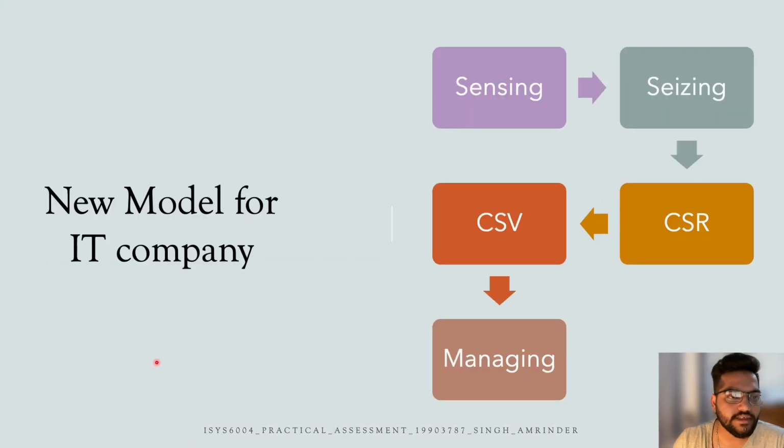So after discussing and studying all the problems and the models, I created a new model for the Bauer group of institutions. This is a mixture of both the Porter and TEAS models. In this model, there will be five stages. The first one is sensing, the second one is seizing, then corporate social responsibility credits, CSR credit code value, and then the last is managing.